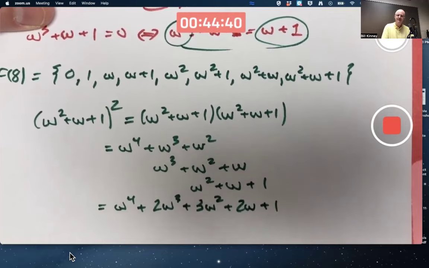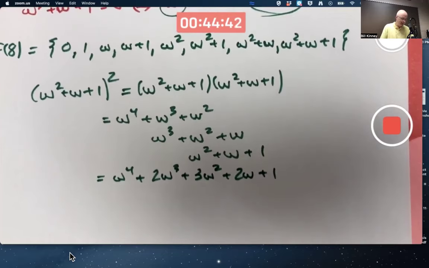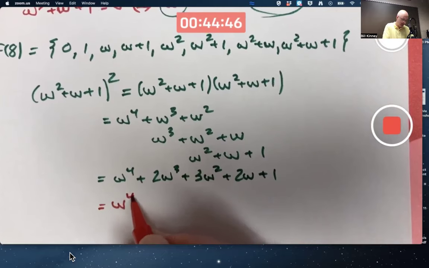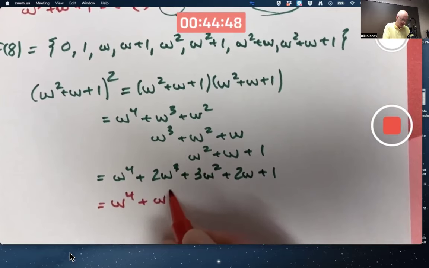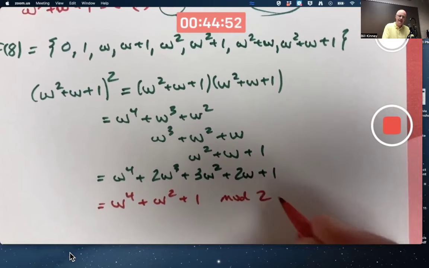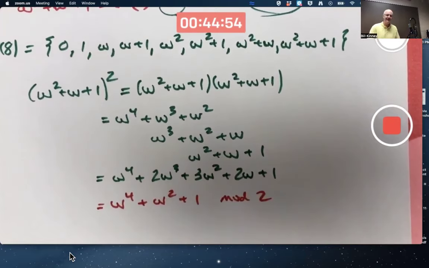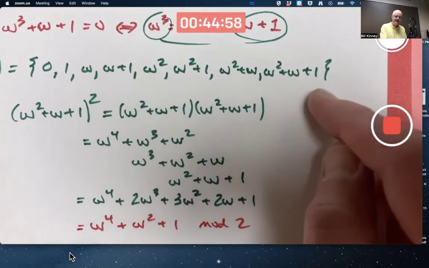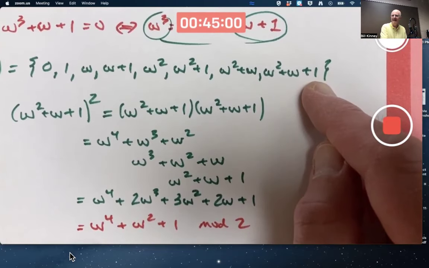Like that. But then, yes, if I mod coefficients by 2, this can simplify to omega to the fourth plus omega squared plus 1, mod 2. But I'm not done, because what do I do with that? It's not one of these, it seems. Well, it is. It just is in disguise. You've got to simplify it.